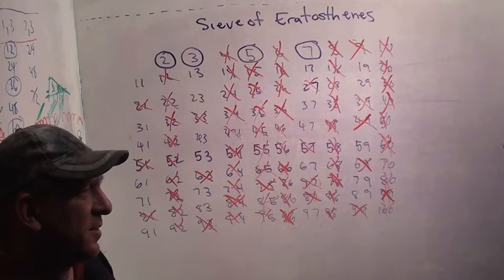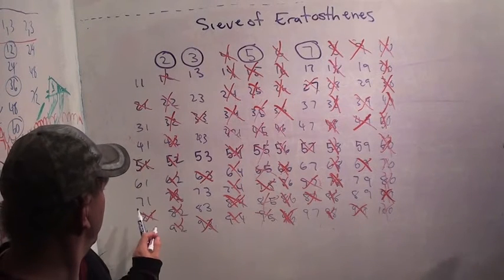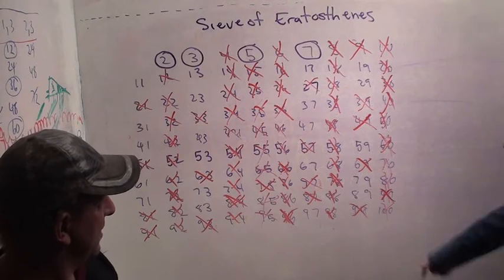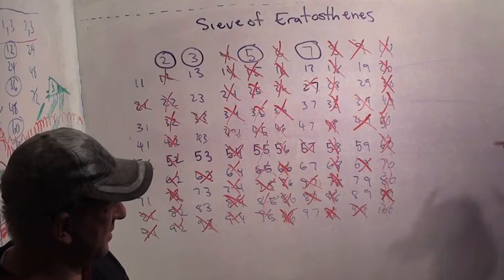That's weird. I would have thought 91 was prime. But 91 is 7 times 13. That's important to remember. 91 is not prime. And then 98. 98 was already crossed out, but we'll double cross it out. And that's it.